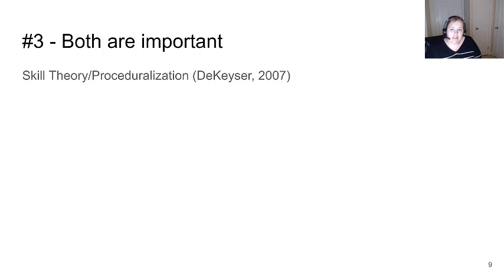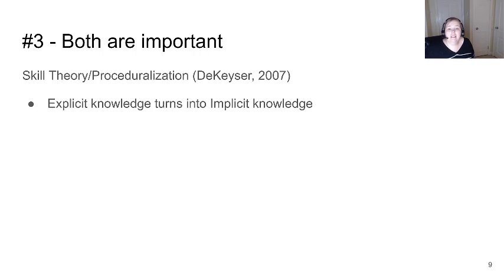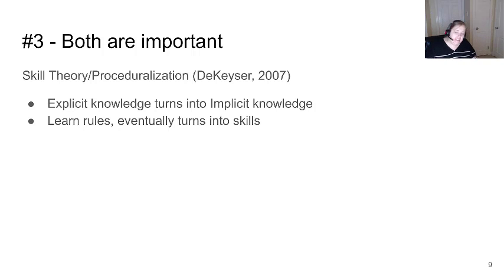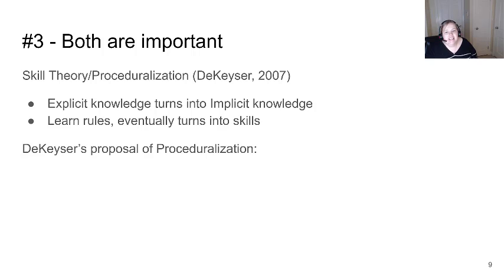Okay, so skill theory and proceduralization, also called skill acquisition theory, claims that explicit knowledge is not the only way to make implicit knowledge, but it can turn into implicit knowledge. And I think this is what we're banking on in a lot of classrooms, right? Which is to say that you learn the rules and they eventually turn into skills. And the idea is that you practice. In particular, you proceduralize them.